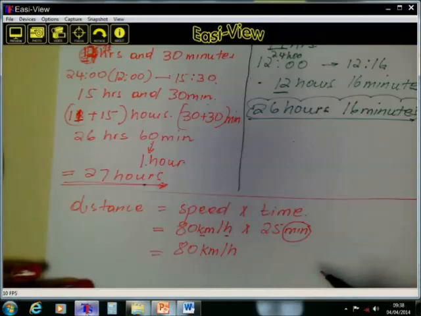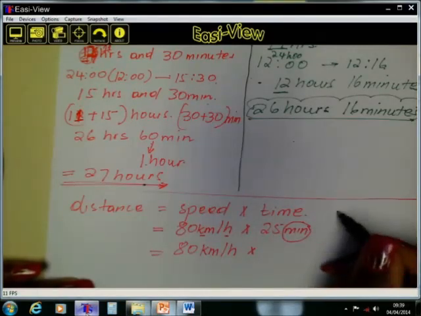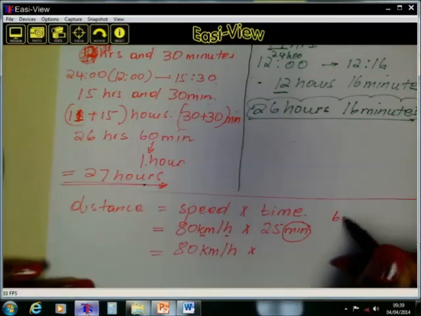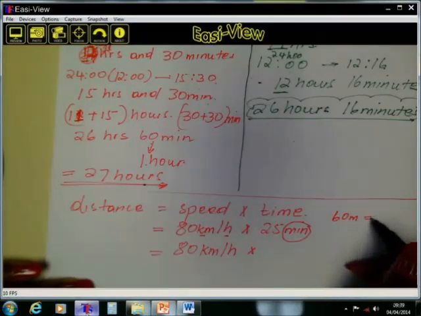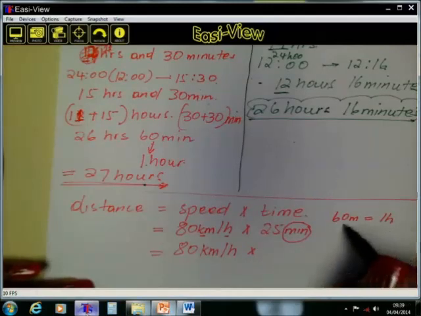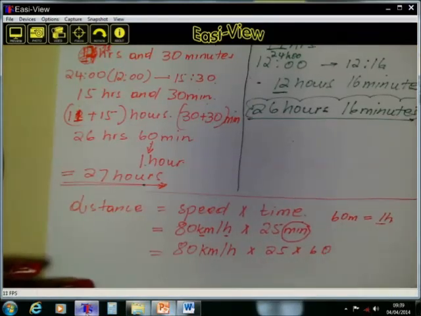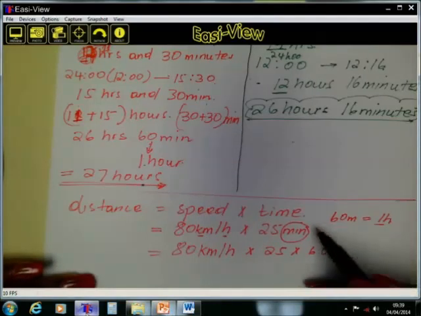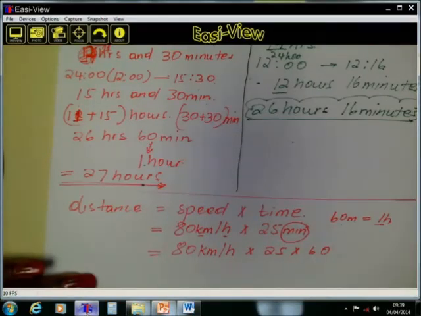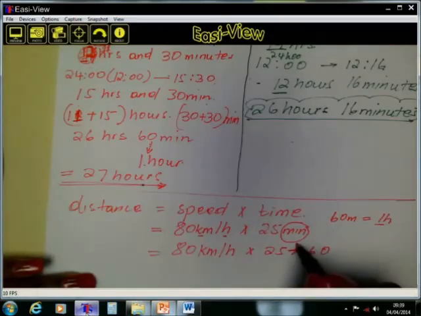80 kilometers per hour multiply. To convert minutes to hours, remember we said 60 minutes is equal to 1 hour. So to convert minutes to hours, we need to multiply this 25 by 60. No, we do not multiply, we have to divide. I apologize. We divide by 60.